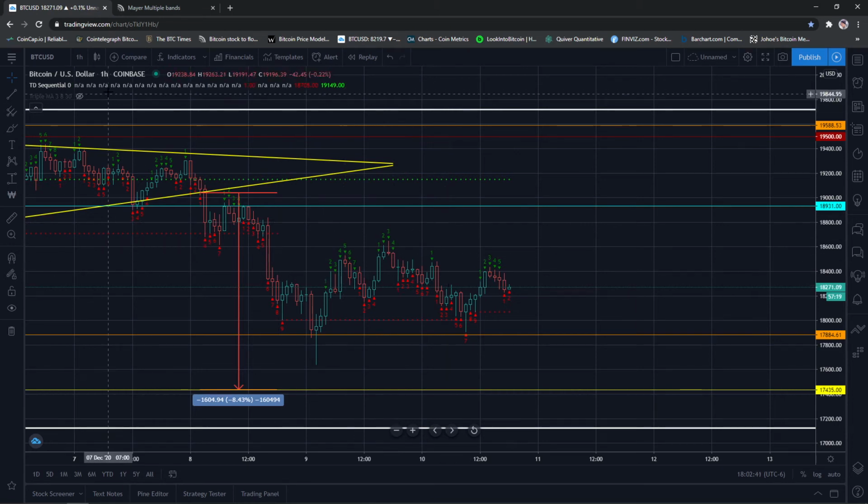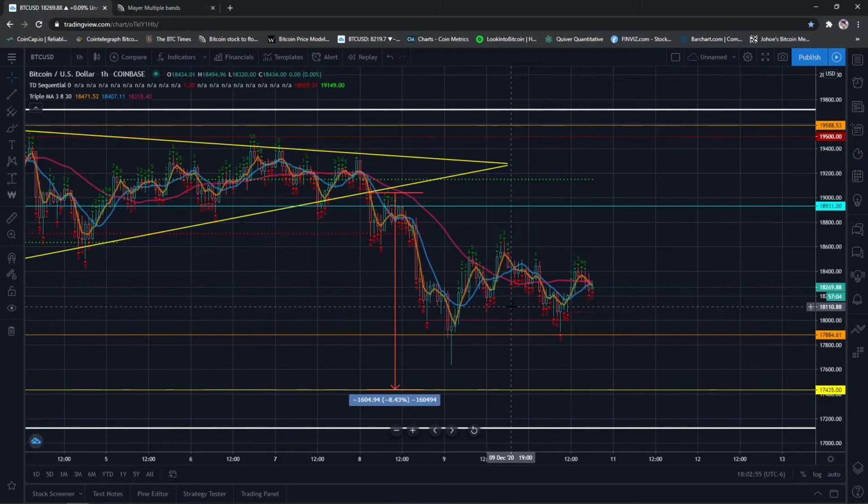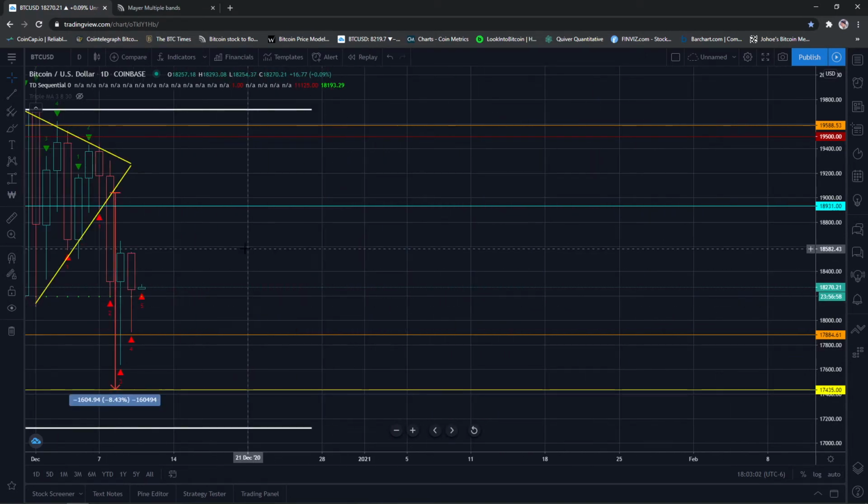So we're just looking. You would have taken a position here. If this closes the next hour below 18,318, you would be out. But again, right now, on this time frame, maybe on the daily, kind of neutral to moderately bearish.